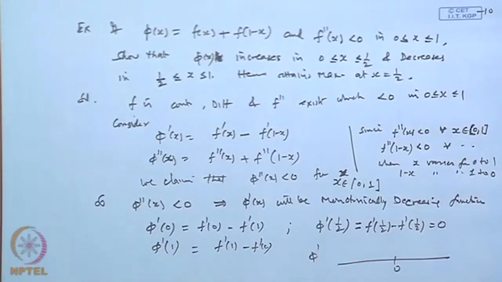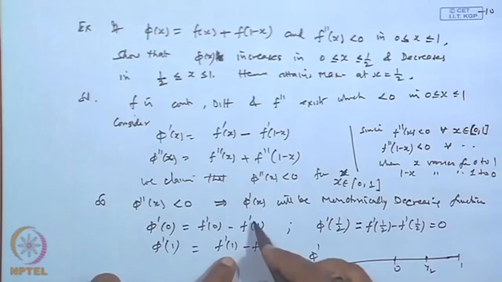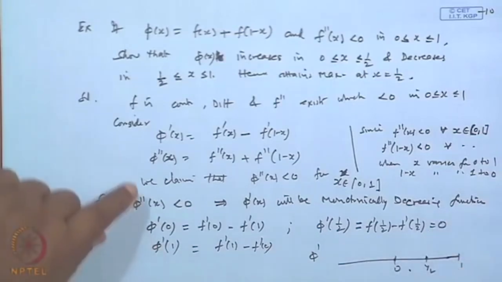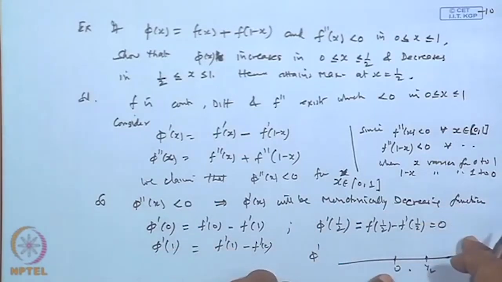So, phi dash is this function which attains the value 0 at the point half, this is 1, this is half, and these values at the point 0 and the point 1. Now, the values at 0 and 1 differ by a minus sign only. So, if it has a positive value here, this will have a negative value here, and if it is negative, then this has a positive value. But phi dash is a decreasing function, so it cannot go from negative to positive.